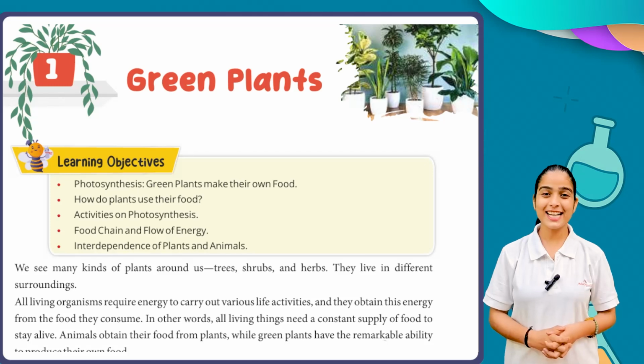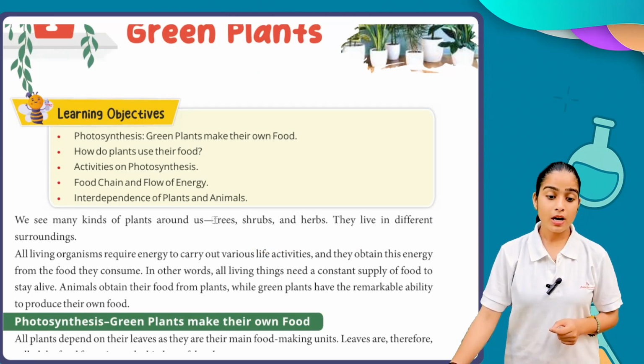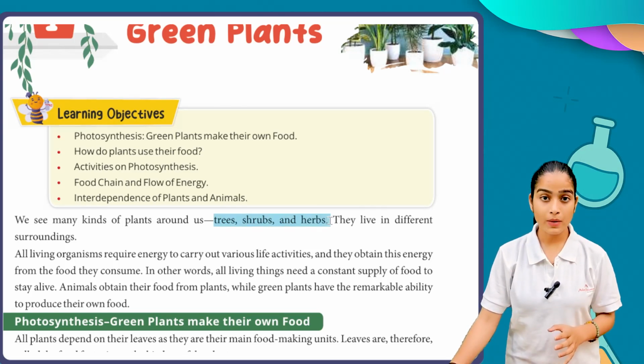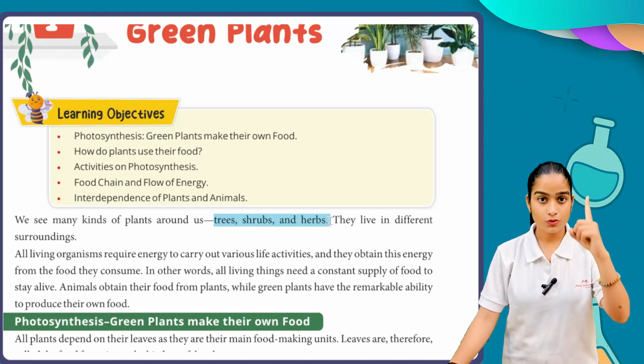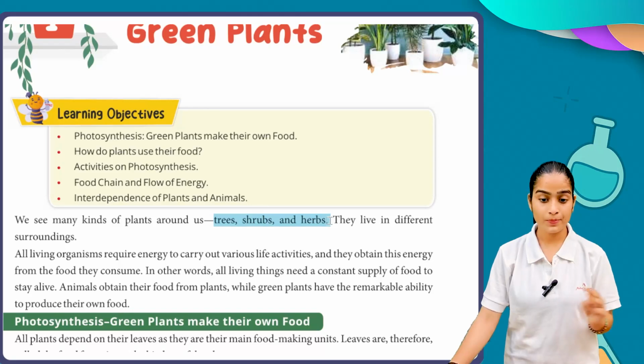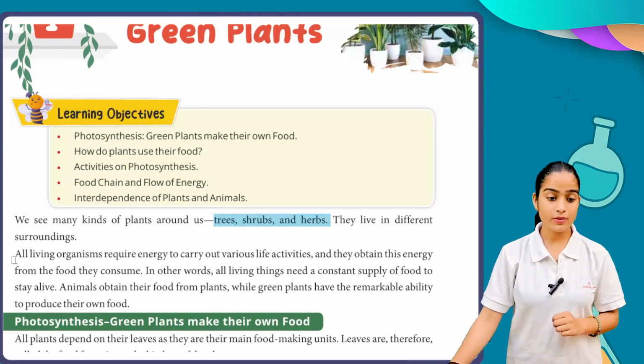So let's get started. We see many plants around us, trees, shrubs and herbs. So basically we have three types of plants around us. First one, trees. Second one, herbs. And third one, shrubs. They live in different surroundings.